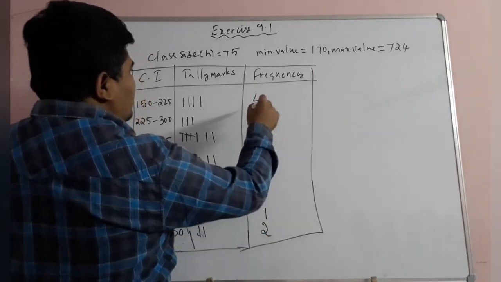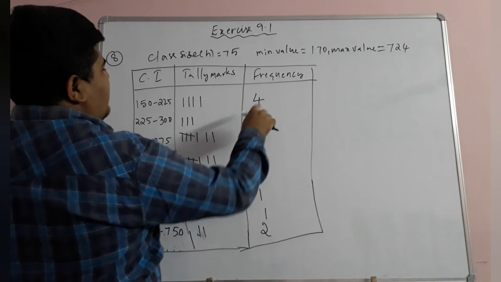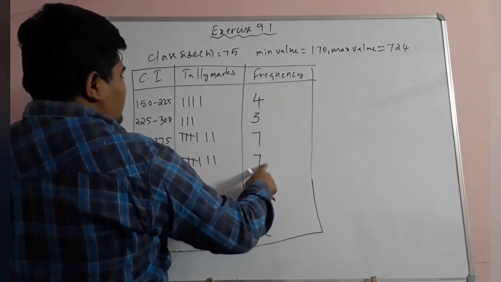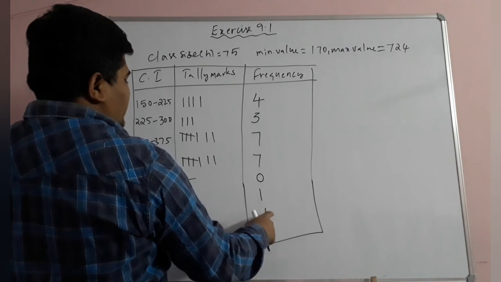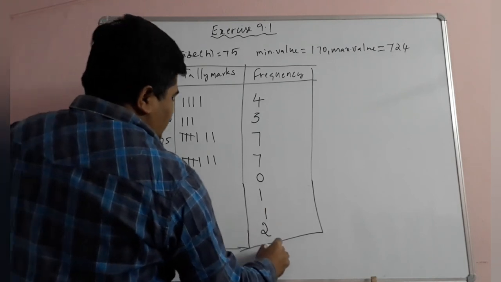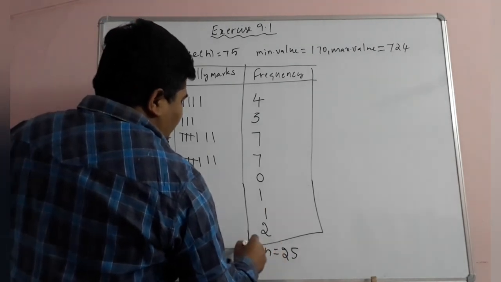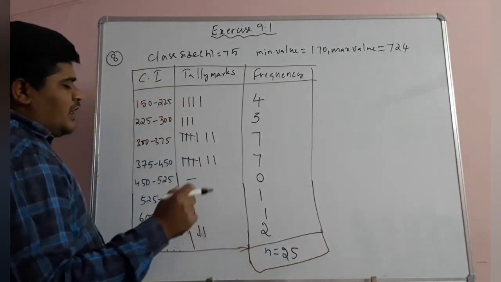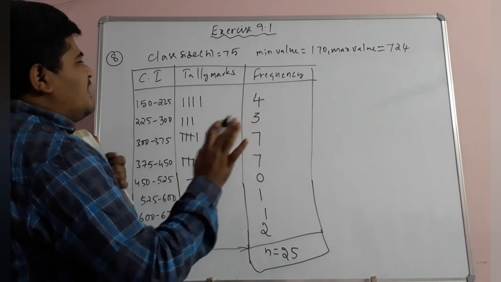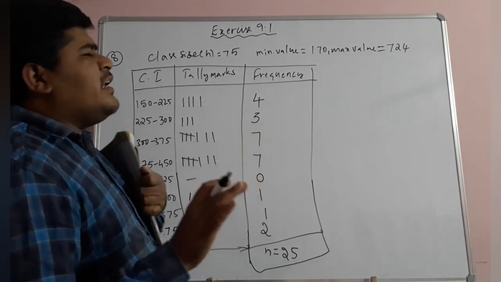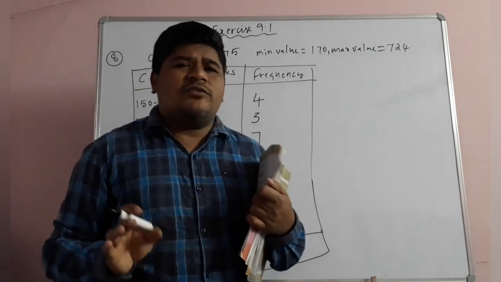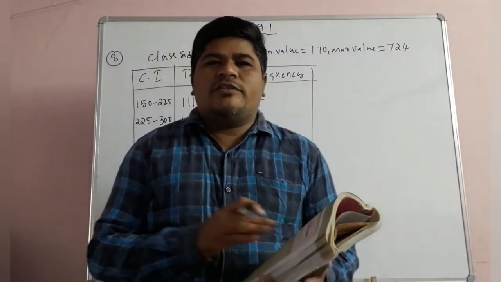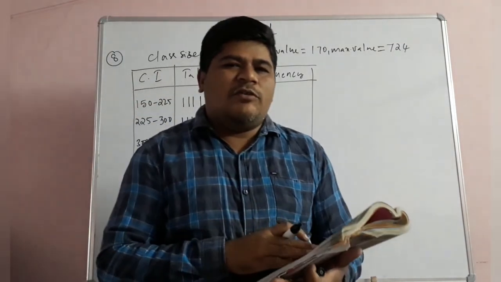So children, if you count, you have to get 25. 4 plus 3, 7, 7 plus 7, 14, 14 plus 7, 21, 22, 23 plus 2, 25. So children, here what is the question? From 25 households, electricity bills are given. So there are totally 25 houses, children. So it's the same. We got the same answer. So this is the way to write the frequency table for the data.